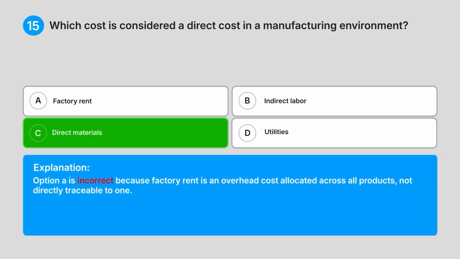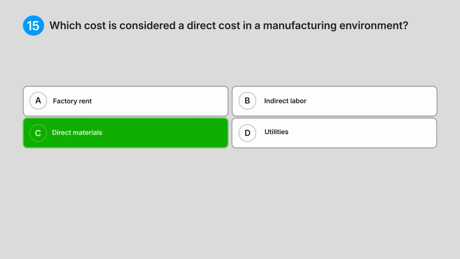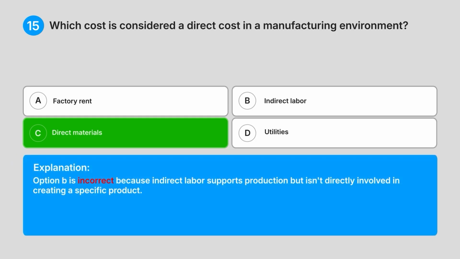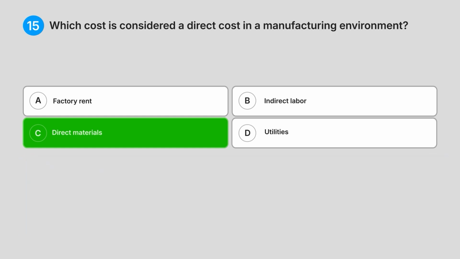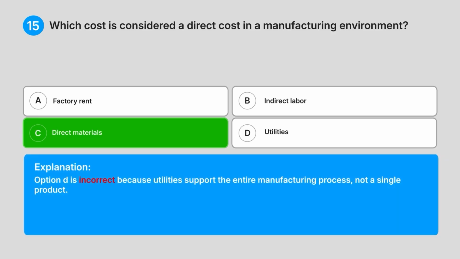Option A is incorrect because factory rent is an overhead cost allocated across all products, not directly traceable to one. Option B is incorrect because indirect labour supports production, but isn't directly involved in creating a specific product. Option D is incorrect because utilities support the entire manufacturing process, not a single product.